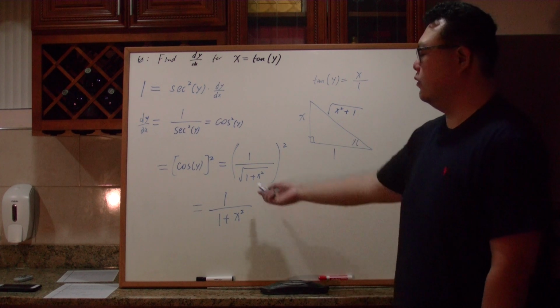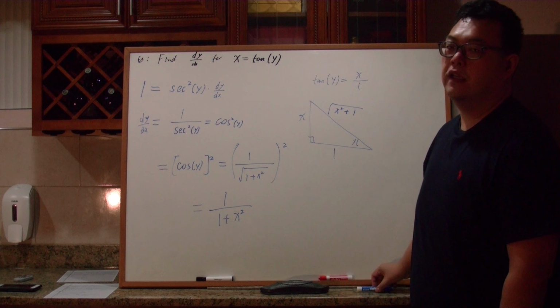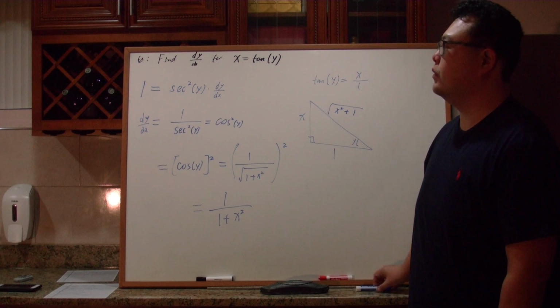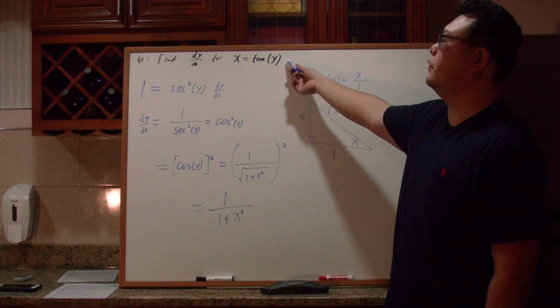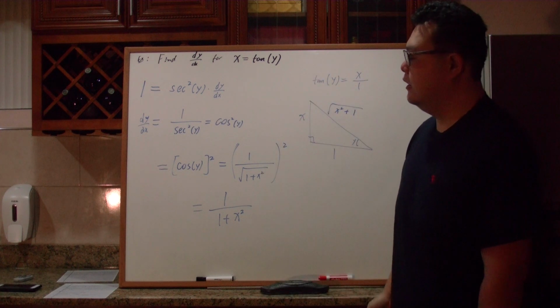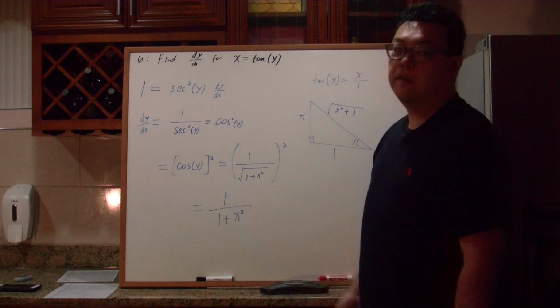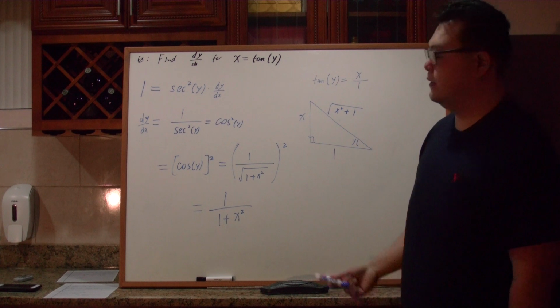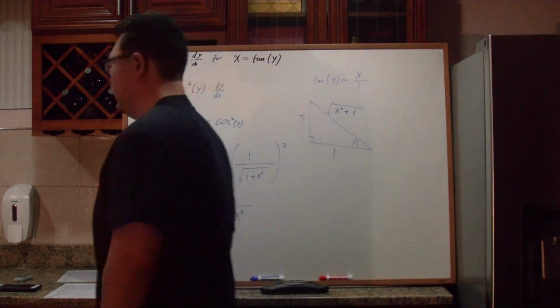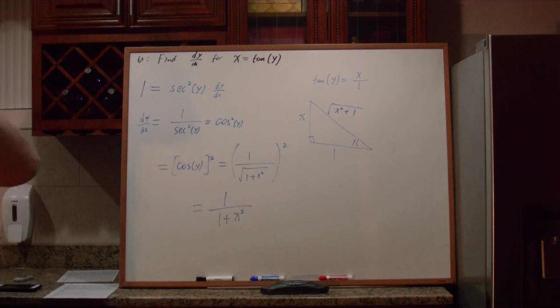And that thing, 1 over 1 plus x squared, is, if we can remember what we have seen before, y is arccotangent of x. That is the derivative of arccotangent x, which is the inverse trig function. You will see what they are.